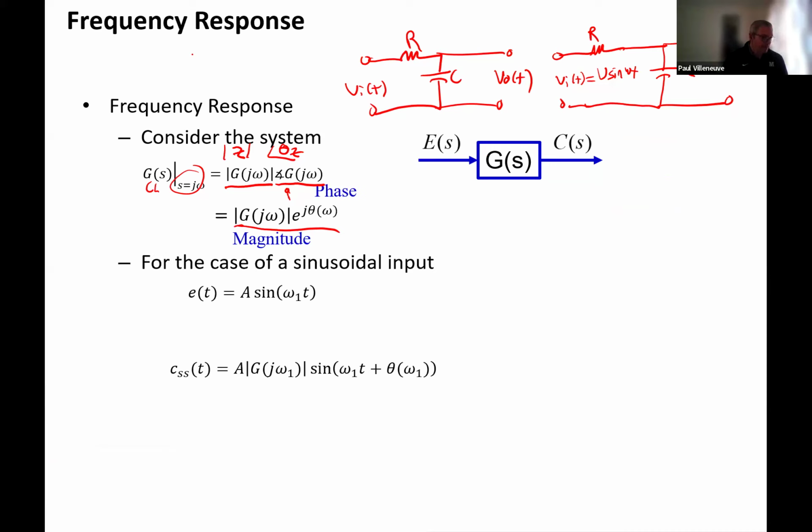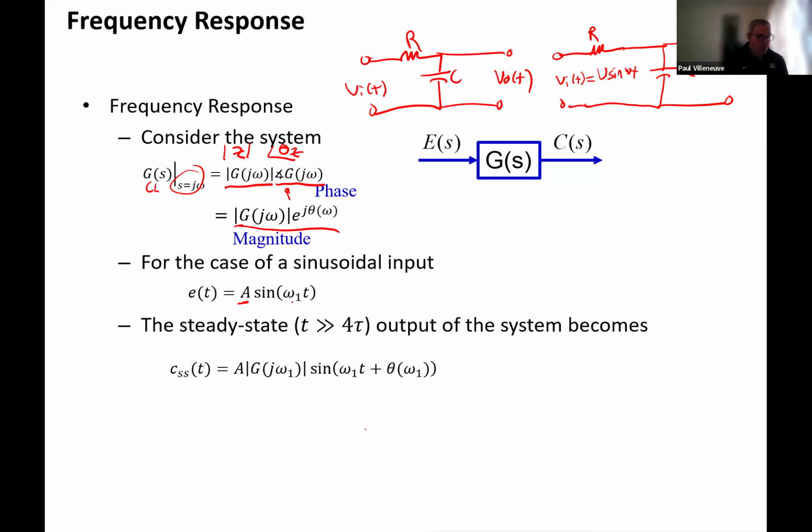We talked about that. For the case of a sinusoidal input, we have it arbitrary, right? So we have any amplitude sine of any specific frequency. We'll call it omega sub 1, but it doesn't necessarily matter. And then once we achieve steady state, and in this case, we say 4 time constants, but it can be 5, it can be 3. It just depends on which one you're using. Some people say 7, but let's just say 4 for this case. So after 4 time constants, what we see is our steady state output becomes the amplitude times the g of j omega.